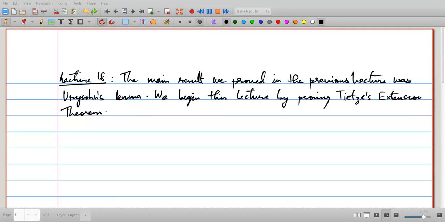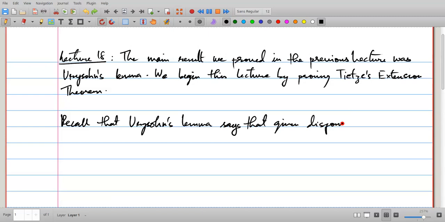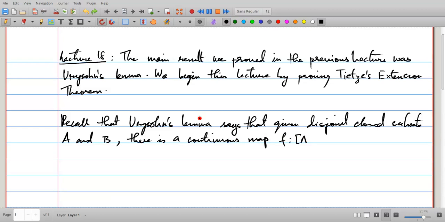So, before we begin the proof, we make this simple remark. Recall that Urysohn's lemma says that given disjoint closed subsets A and B, there is a continuous map F from X to [0, 1] such that F of A is 0 and F of B is 1.